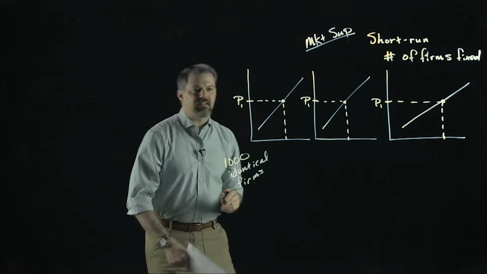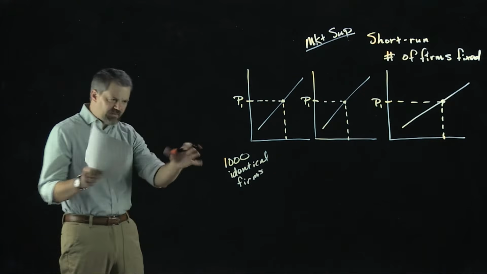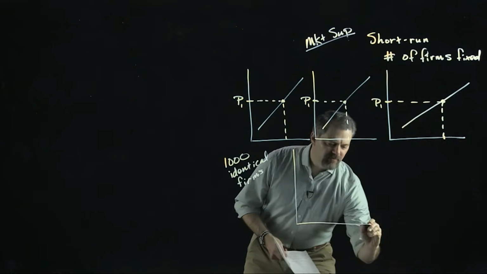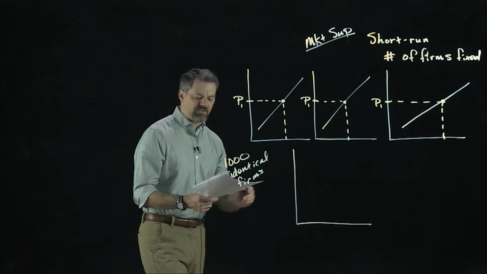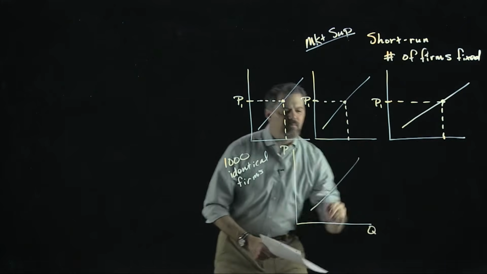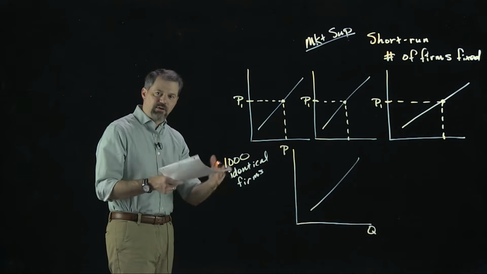Now that's clearly a simplifying assumption. Firms aren't identical out there in the real world, but that's fine. We're going to start simple. If we think about what the supply curve for one of those firms looks like, let's suppose it looks like this. We've got price, quantity. Here's the firm's marginal cost curve, which we now know is the firm's supply curve.